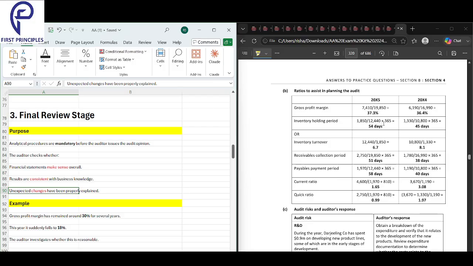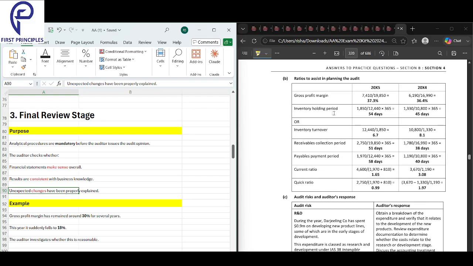Next part, we have some ratios. You just have to calculate some simple ratios here. What is the formula for each? First is the gross profit ratio. How do you calculate this? Gross profit by sales. Last year 36, this year 37. So gross profit is going up.